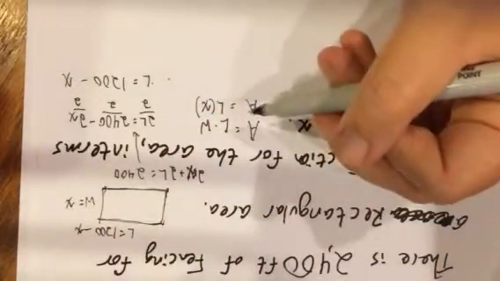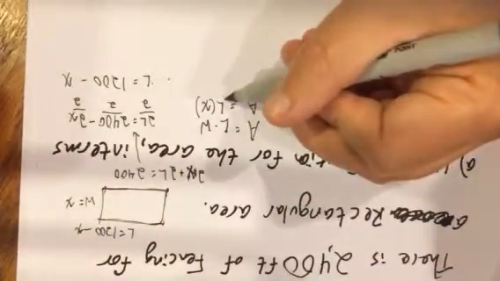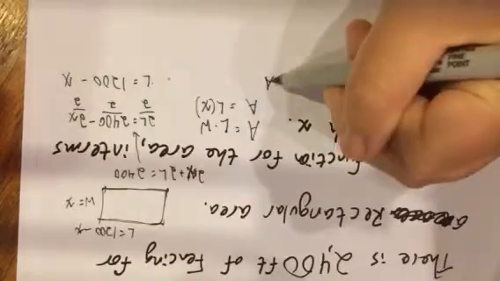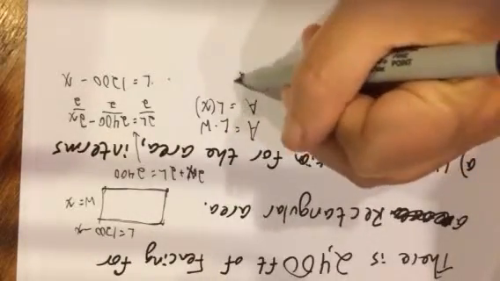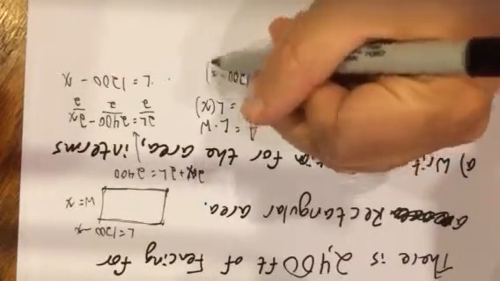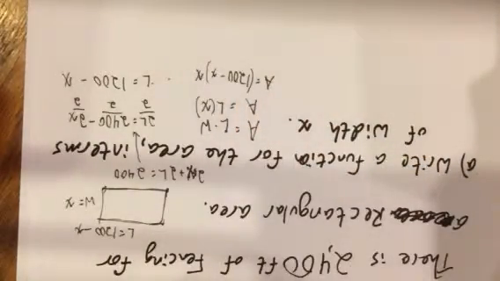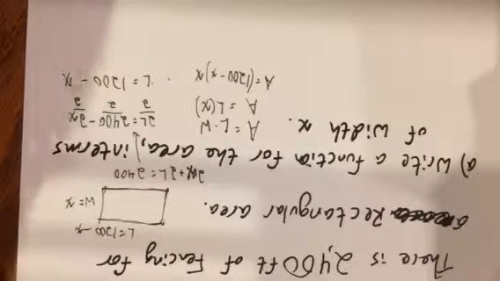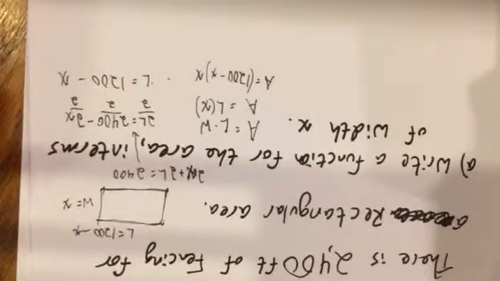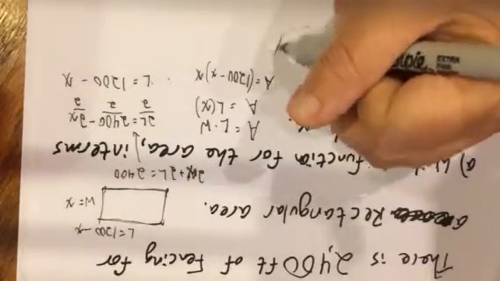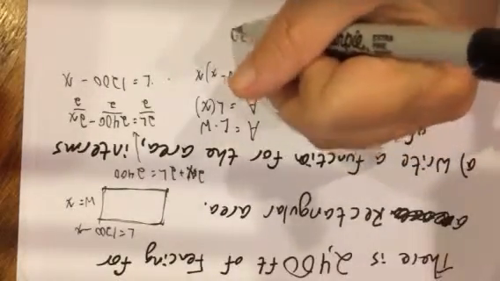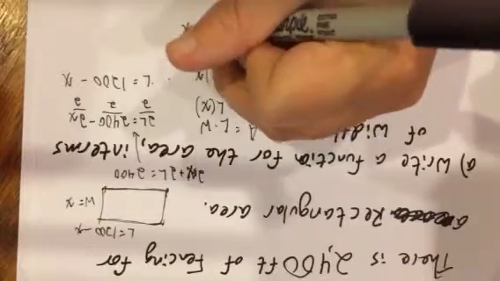These are my relation between my width and my length, and I'm going to be able to sub that into my area equation. Area equals 1,200 minus x times x. Okay, so I wrote this as a function of the area, and I wrote it in terms of just the width x. I can multiply it out if I want to. Area equals 1,200x minus x squared.